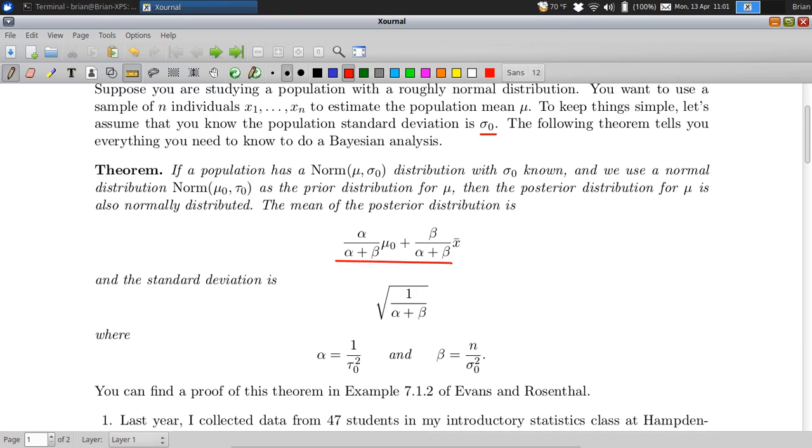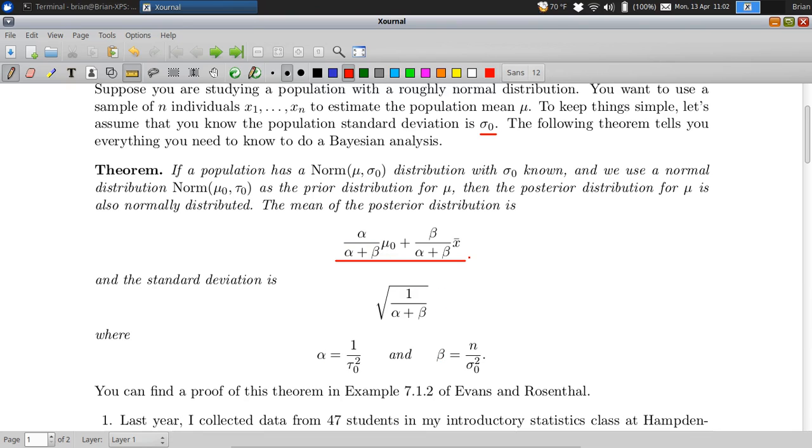It's this formula. And the way this works basically is you start off with your prior mean, where you think the average might be. And then you go collect a sample, and you get a sample mean. And what you end up doing is you take a weighted average of these two numbers, where the weights are these two fractions, alpha over alpha plus 1 and beta over beta plus 1, where alpha and beta are these two fractions here.